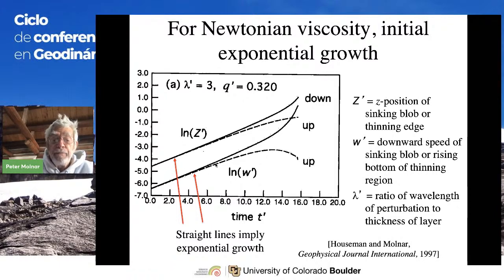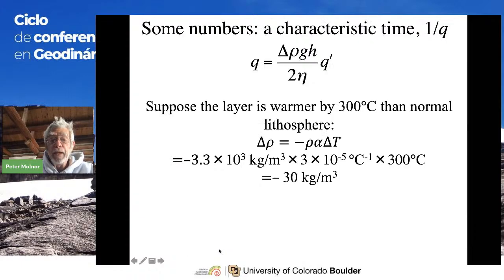blob is sinking against time, because this is an exponential, you'll get a straight line. And these plots are showing you calculations that we've made. Eventually you deviate, eventually the growth is not exponential, it's actually super exponential. But the straight lines imply exponential growth. And let's just put some simple numbers in.